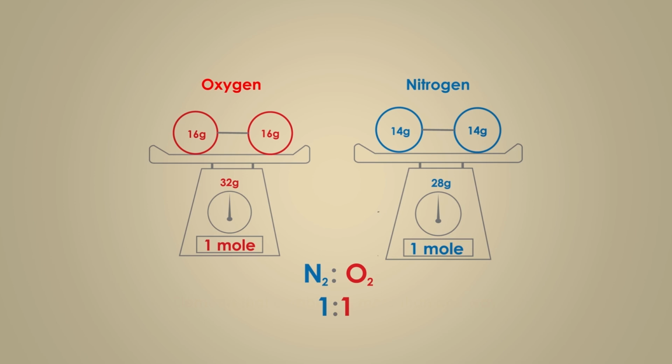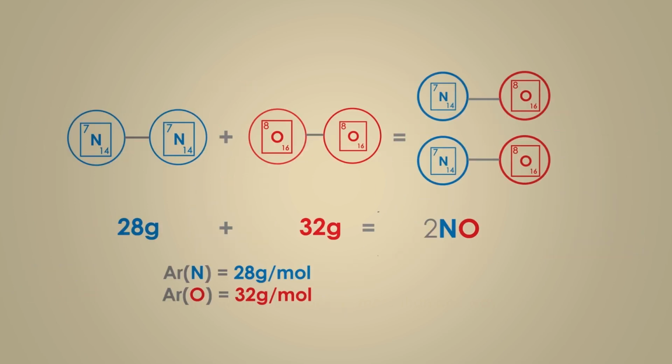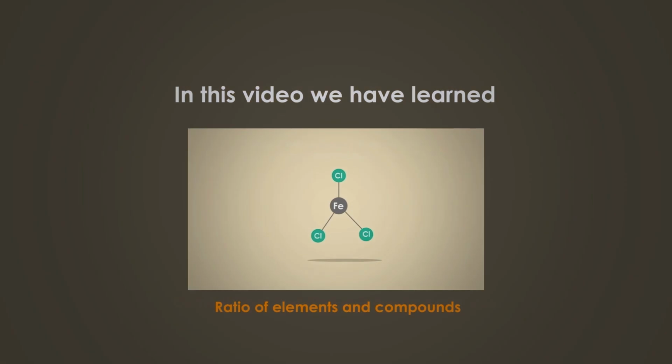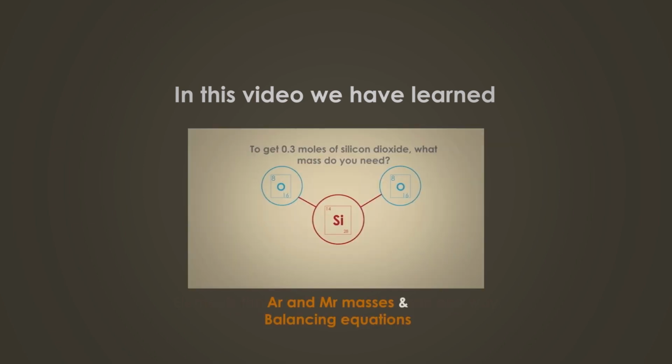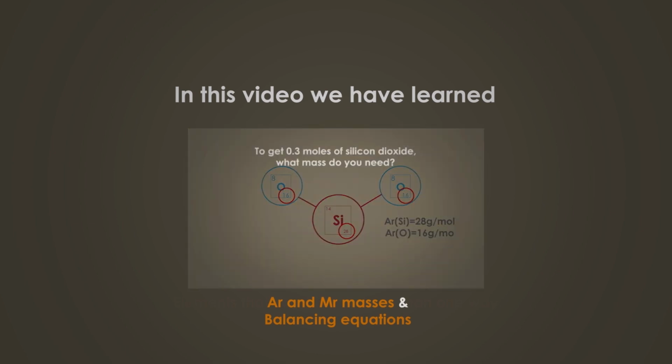In this video, we have learned how to use mole ratios in formulae and equations to see how much you have of each element or compound. We know that Ar is relative atomic mass and Mr is relative molecular mass. We have calculated masses from moles and moles from masses. We have seen how we can combine ratios and relative masses to balance equations, and we have practiced using elements that combine in more than one way.